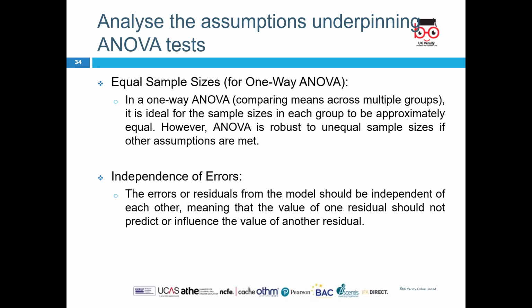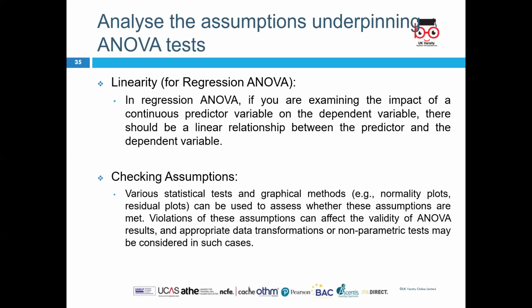Then we have independence of errors. The errors from the model should be independent of each other, meaning that the value of one residual should not predict or influence the value of another residual. So that is another key assumption with respect to ANOVA that you need to take into account when you are carrying out ANOVA tests.